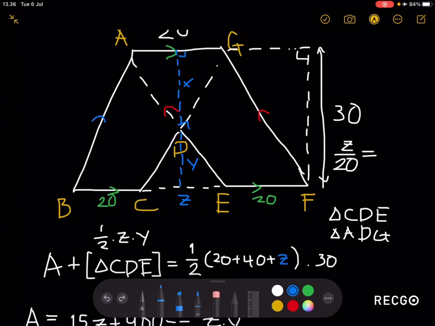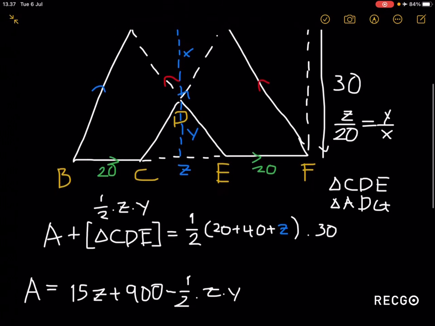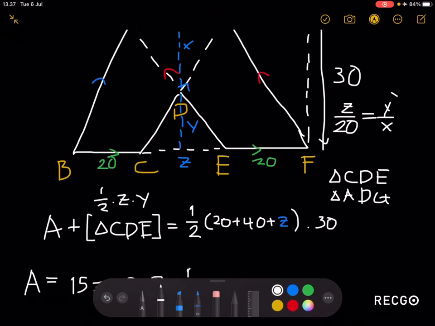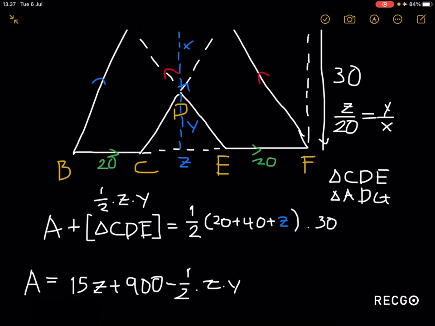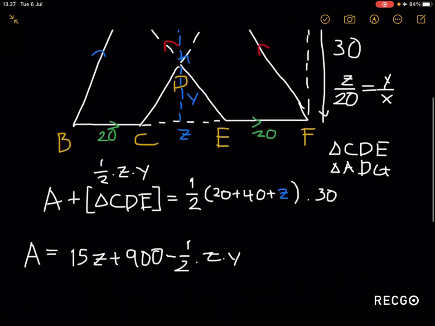However, the thing that comes into my mind is that not only do the corresponding sides share the same ratio, the corresponding altitudes or the corresponding heights of each triangle must share the same ratio as well. So we can have z over 20 is equal to y, which is the height of triangle CDE, over x. Alright, so with this new equation, we can do a lot of things. We can substitute for its values right here.